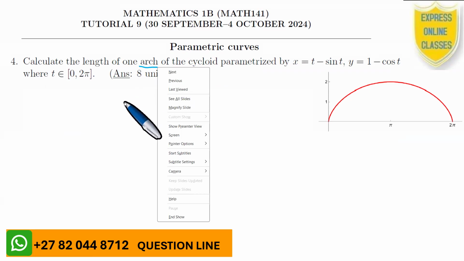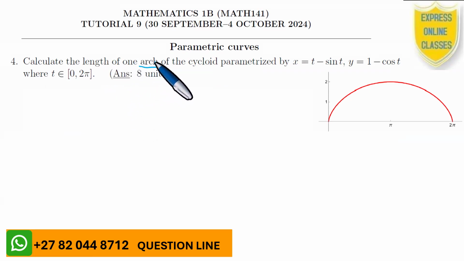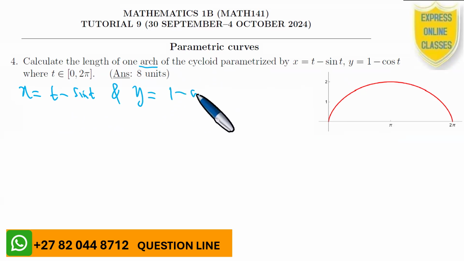So now you need to calculate the length of one arch of the cycloid parameterized by this. The answer is 8 units. So you need to calculate just the length of one arch. So x is t minus the sine of t, and y becomes 1 minus cosine t. So these are the parametric equations of just a single arch.